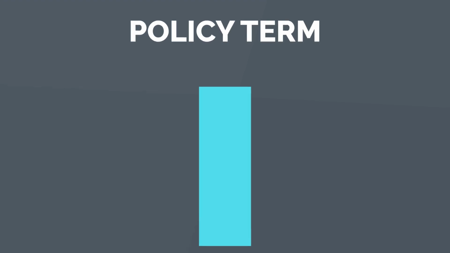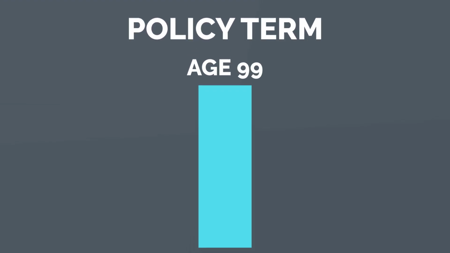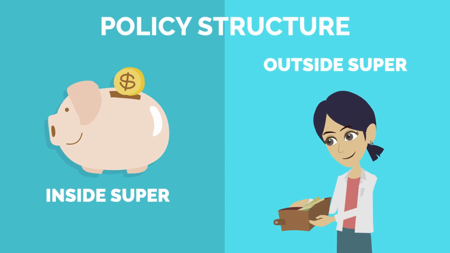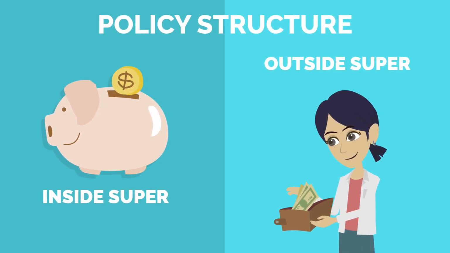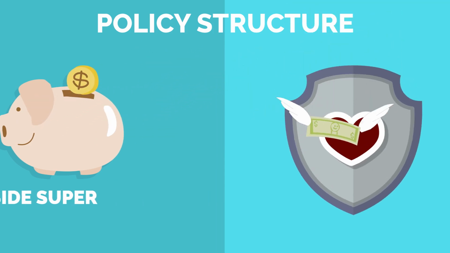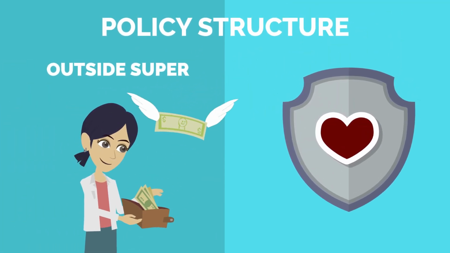Many policies offer coverage up to a certain age, often 99, but you can elect to reduce or cancel the cover at any time. You have the option to structure your life insurance inside or outside of superannuation. If you choose to structure your life insurance inside super, the premiums will be paid from your superannuation fund. If you structure it outside, you'll pay the premiums personally.